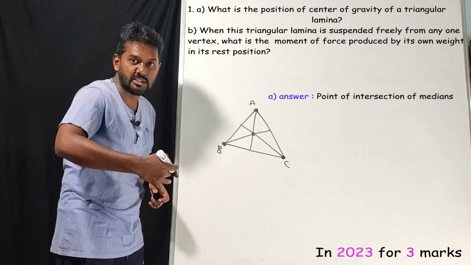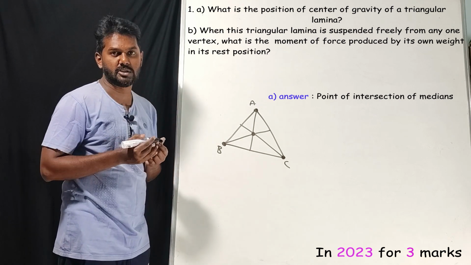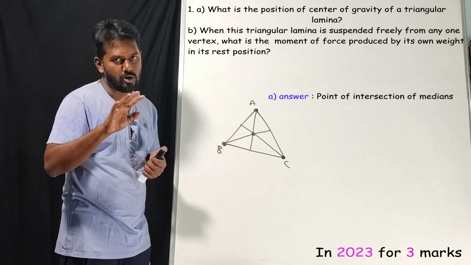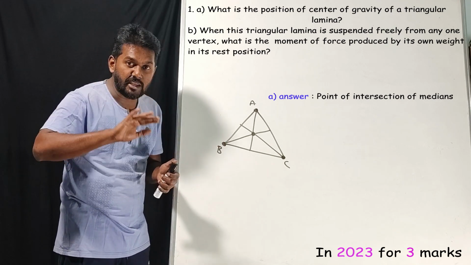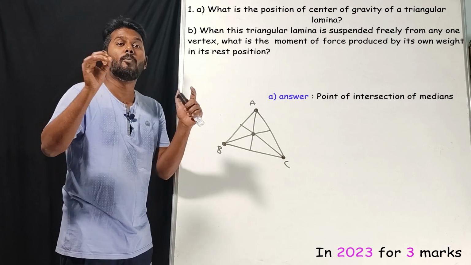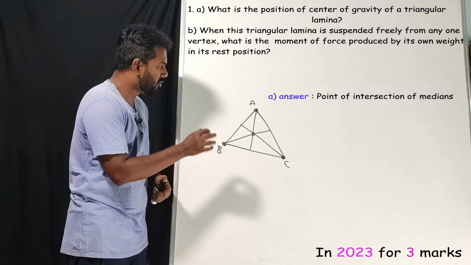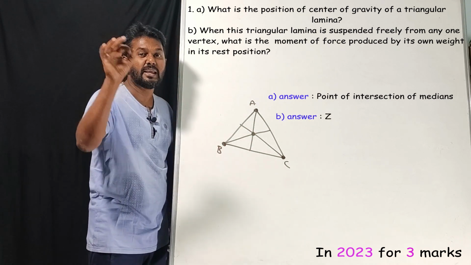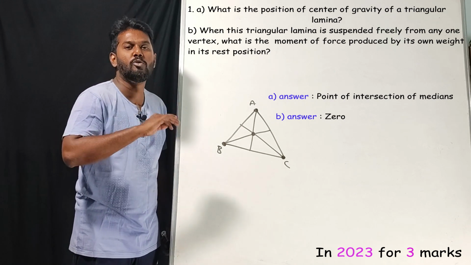What is the rotation? We are going to see when it is at rest position. If it is at rest position, do you think there will be rotation? No, right? If it is at rest, there will be no rotation. If there is no rotation, there will be no moment of force. So what should be your answer? The moment of force produced by a triangular lamina when it is suspended at a rest position is 0. If you write just 0, you will get full marks.